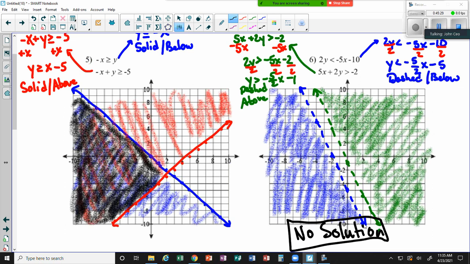Well, down 5, right 2 would be off the graph. So I went back here and I went up 5, and left 2, up 5, left 2. Drew my dashed line. Now shaded above. Everything above that line, put your pencil on the line, go above, up. There, in that area. So those shaded areas never overlap, so there's no solution.